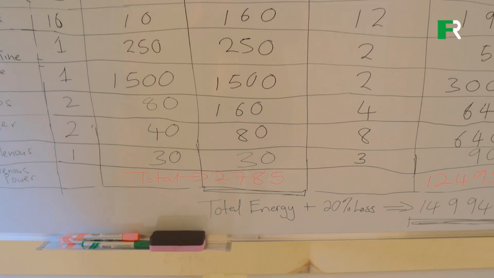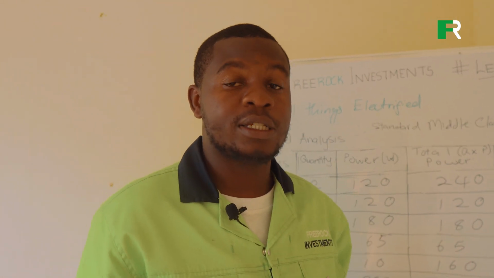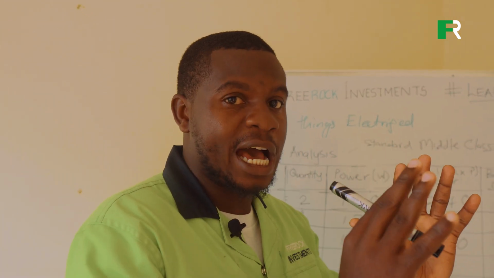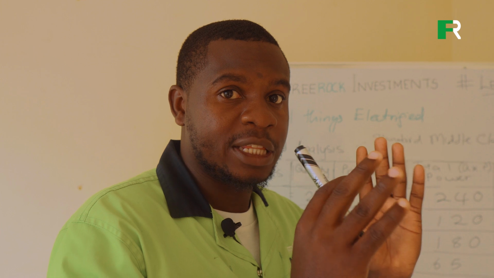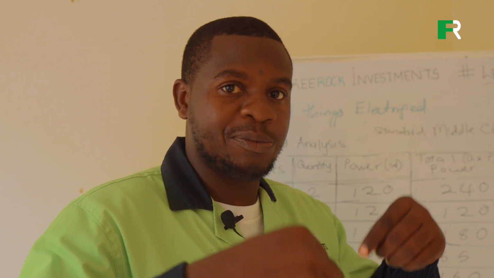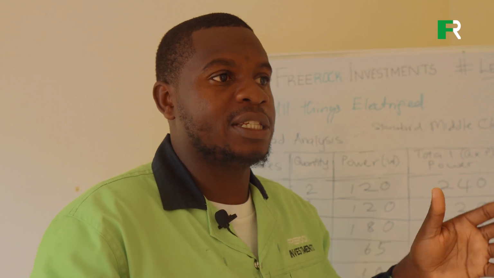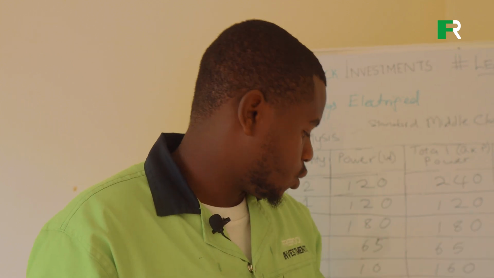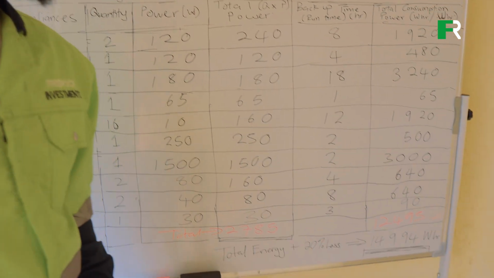What do we mean by instantaneous power? This is the power when the appliances are working at the same time, the power that is needed at that time. Let's say like right now, what appliances are plugged in, a fridge, TVs at that time. So this is the instantaneous power.